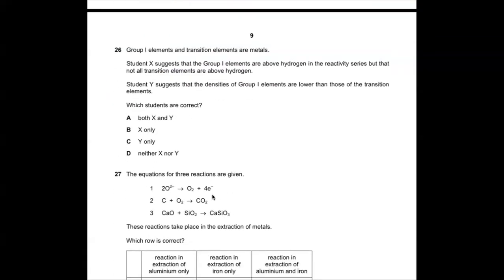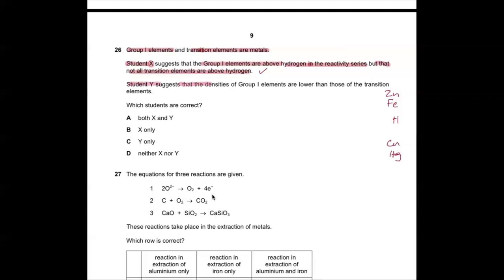Now, MCQ number 26. Group 1 elements and the transition elements are metals. Student X suggests that group 1 elements are above hydrogen in the reactivity series, but that not all transition elements are above hydrogen in the reactivity series. Yes, it's correct, because we see that hydrogen is over here, zinc, iron are above hydrogen, and then copper, silver are below hydrogen. So the student is correct.